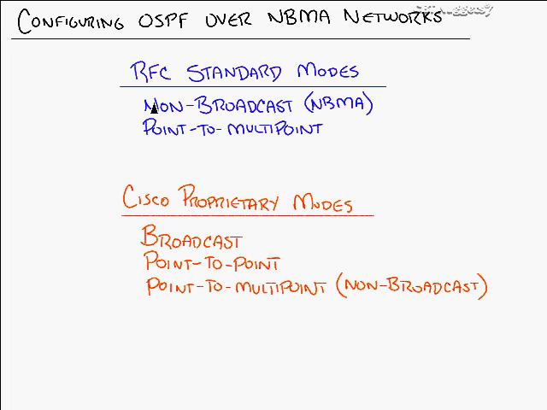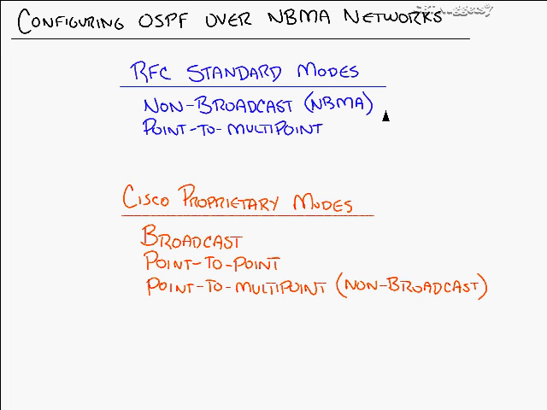across frame relay. So there's 2 different umbrellas of modes that we can encounter. RFC standard modes, which work on Cisco routers and any other routers supporting OSPF and non-broadcast multi-access networks. And then Cisco proprietary modes, which just work between Cisco routers. So let's start off with the most difficult one that I've seen to configure, non-broadcast multi-access, or NBMA mode.